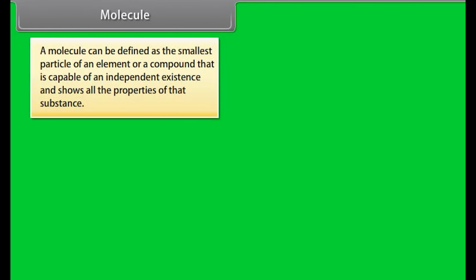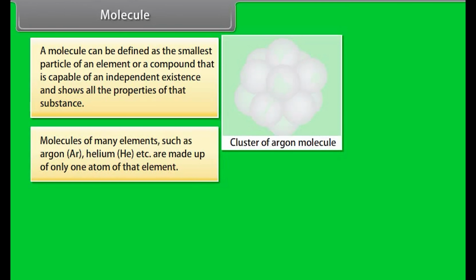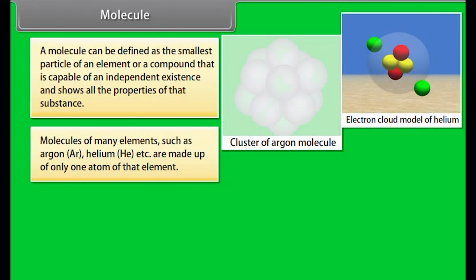Molecule. A molecule can be defined as the smallest particle of an element or a compound that is capable of an independent existence and shows all the properties of that substance. Molecules of many elements such as argon, Ar, helium, etc. are made up of only one atom of that element.